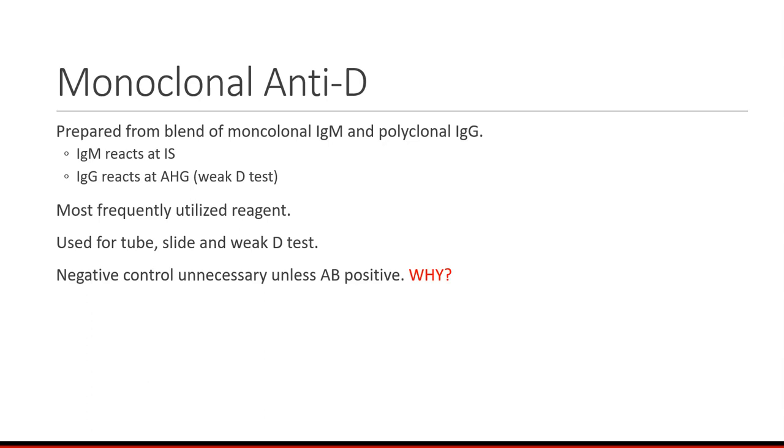The last type of typing sera, which is the most routinely used, is the monoclonal anti-D, and it's prepared from a blend of monoclonal IgM and polyclonal IgG. Because it has both IgM and IgG, it's able to react at immediate spin due to the IgM component. And if you get a negative at immediate spin and you need to do the weak D test, it has the IgG component that will react at the anti-human globulin test. It is the most frequently utilized reagent. It can be used for the tube, the slide, and the weak D test. A negative control is unnecessary unless the patient is an AB pos.